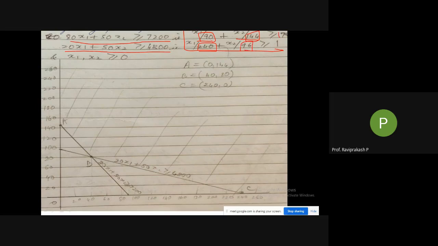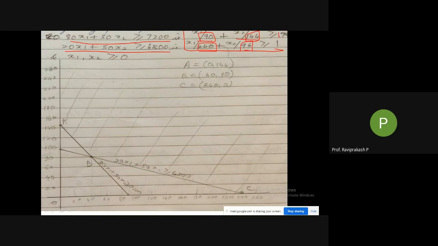You can use this method or the second method I told you: put x1 equal to 0 and find x2, then put x2 equal to 0 and find x1, for both equations. No need to do both methods; the answer will remain the same. Whichever method you are comfortable with, please do it.